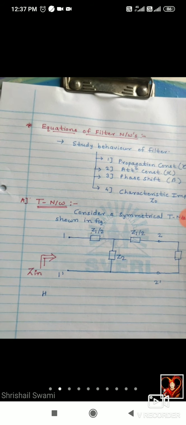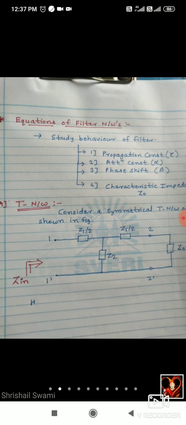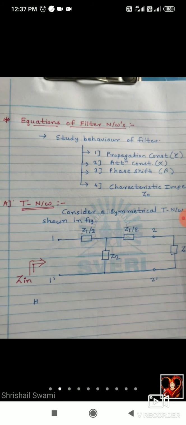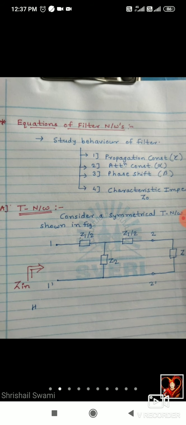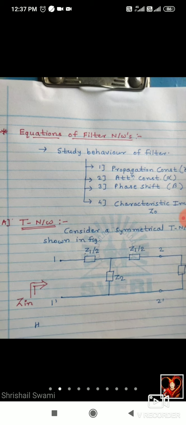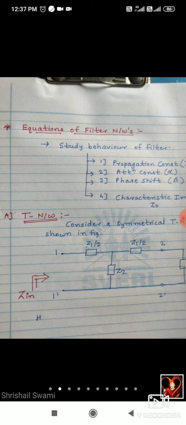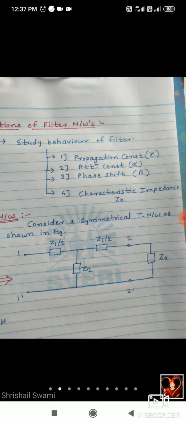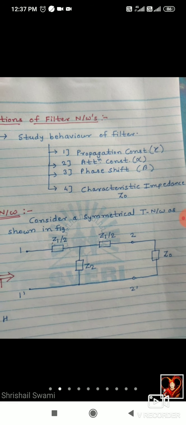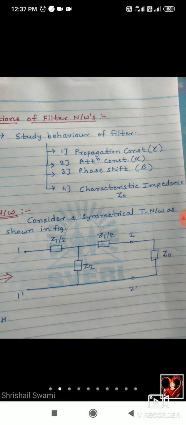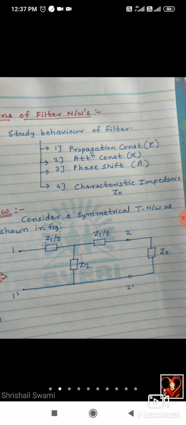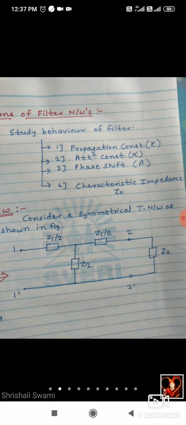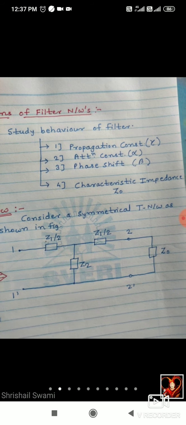Okay, and the next point is we will continue with the types of networks. First of all we will start with equations of the filter networks, so we can understand the behavior of that particular filter based on four parameters. These four parameters are listed here. The first one is the propagation constant. It is measured in terms of gamma.